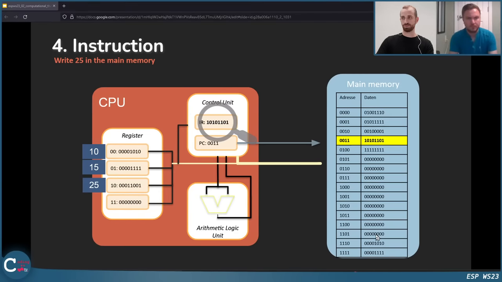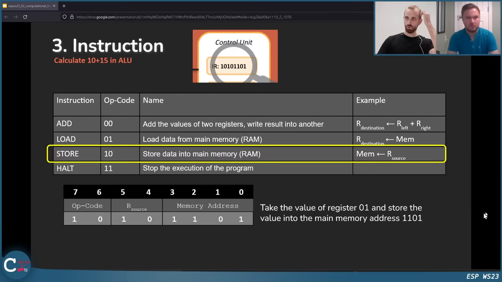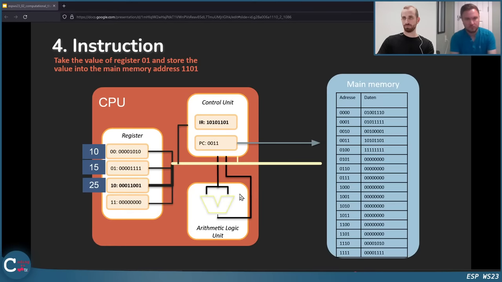And here we want to store the data. So in other words, we take the value of register 01 and store it into the main memory address 1101. So let's do this. Execute the instruction now, and we can see that we have written the value into the main memory.